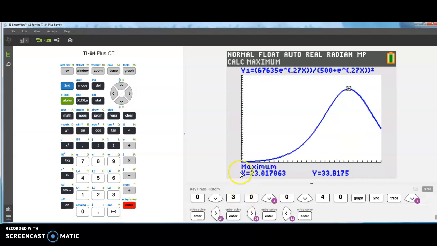So it finds that x is 23 and y is 33.8. So I need to make sense of this ordered pair, and it really is in the context of the problem. So in our problem, x was the days, so this is telling me on the 23rd day, and y was the number of new cases, so this is telling me, rounding, that there would be 34 new cases.